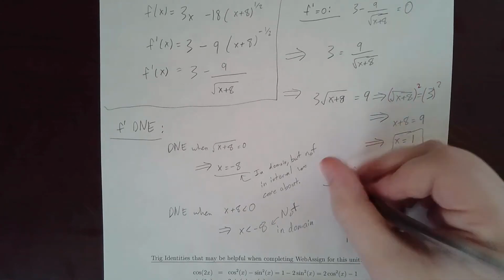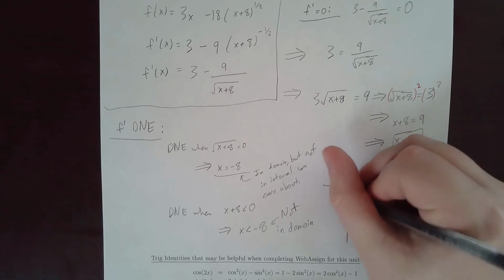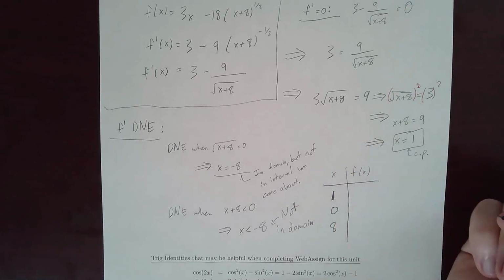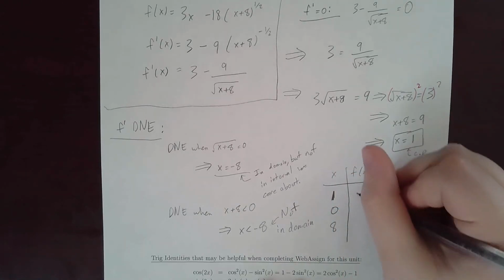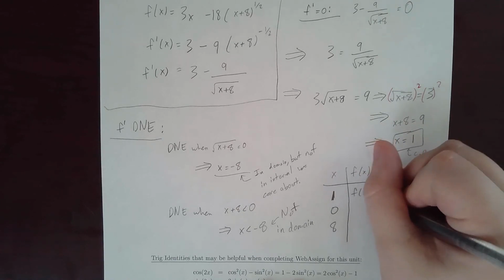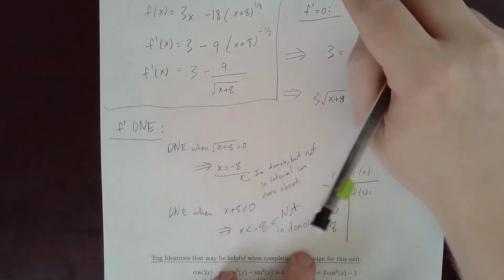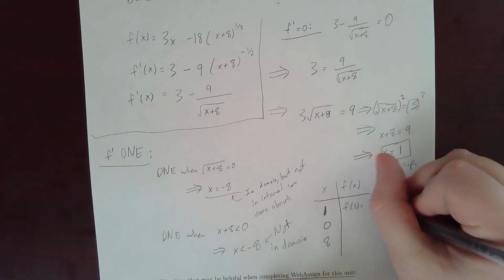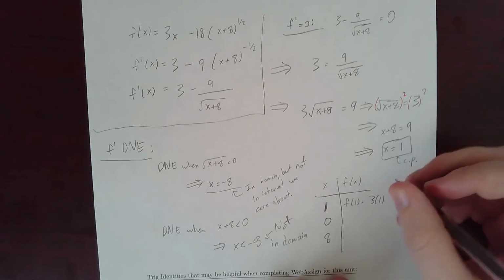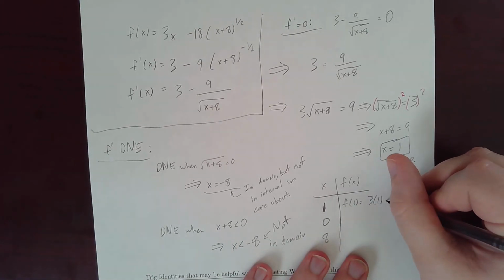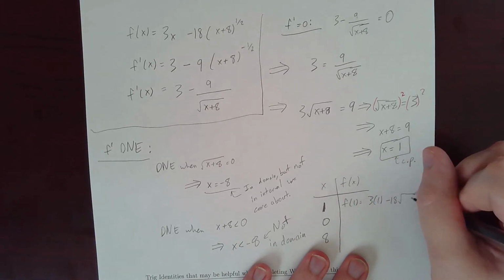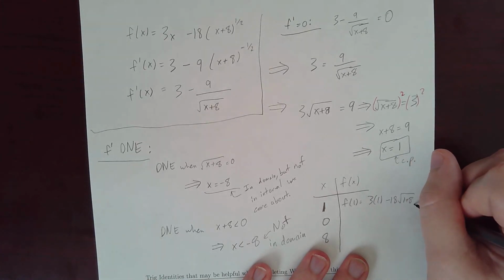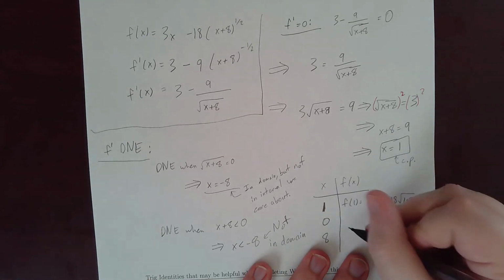And 1 may be our only critical point, but we still need to worry about the endpoints of the interval that we're given. So we're told that we have the interval from 0 to 8. So we'll want f of 1, which will be, again, taking the original function that we had up here, 3 times 1 minus 18 times the square root of 1 plus 8. And this will give us negative 51.